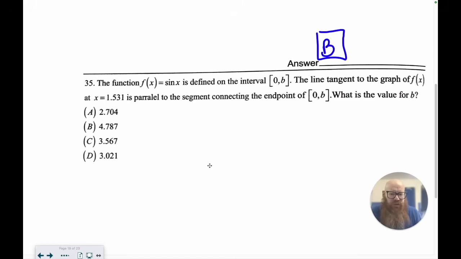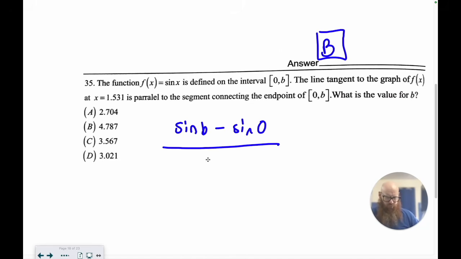Okay, so the function sine x is defined. The line tangent to the graph at x equals 1.513 is parallel, they didn't spell parallel right there but that's fine, to the segment connecting the endpoints 0 to b. What is the value of b? Basically this is kind of like the mean value theorem. If two lines are parallel, then their slopes are equal. So the slope of the line is just going to be sine of b minus sine of 0, over b minus 0.